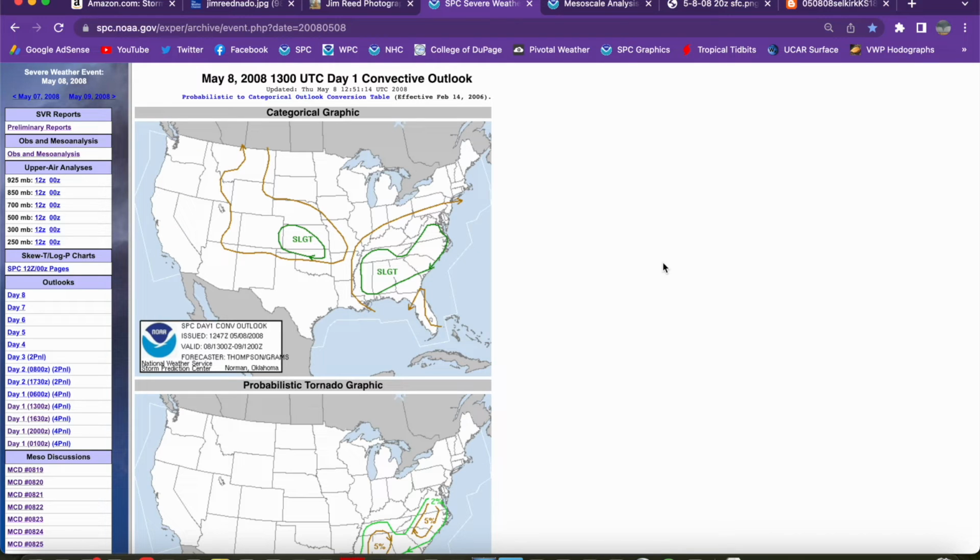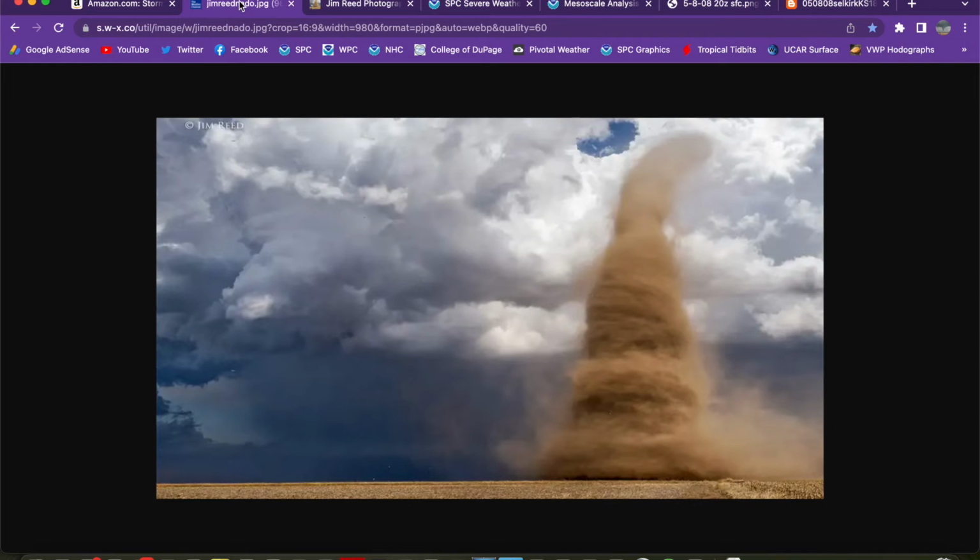And as we've talked about, weak deep layer shear is not a prerequisite for landspouts. It does help you get longer lived landspouts, but this just goes to show that you can get photogenic, longer lived landspouts even when deep layer shear is on the stronger side. We'll talk about the deep layer shear here in just a second.